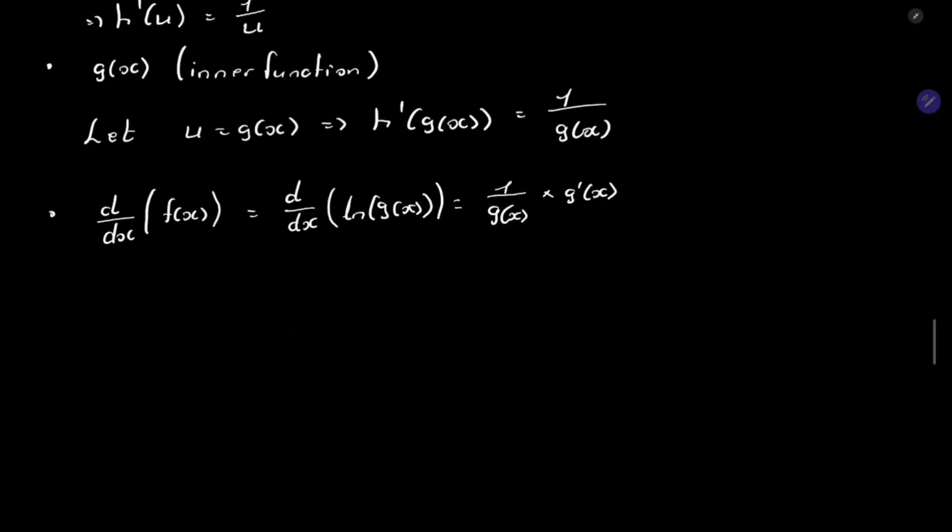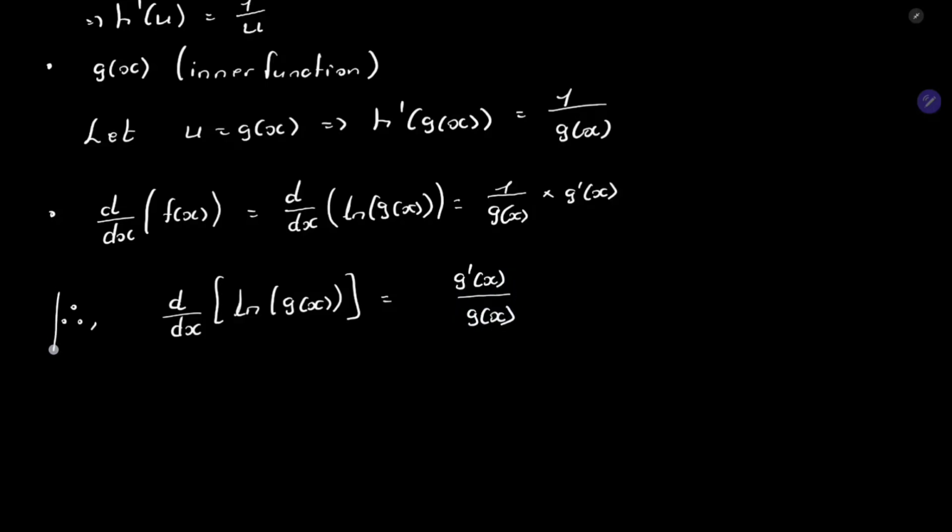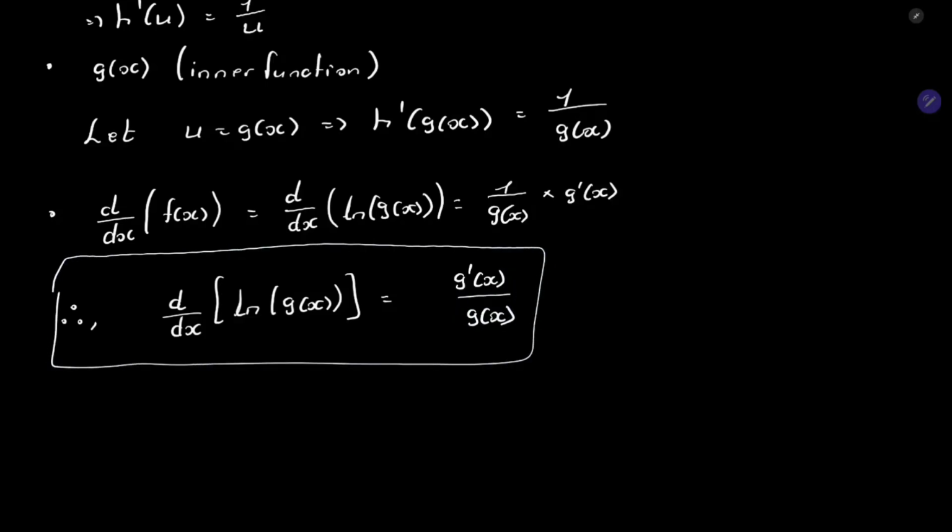So what can we then conclude? Therefore, the derivative with respect to x of the function ln of another function g of x is equal to g prime of x on g of x. We box our answers.